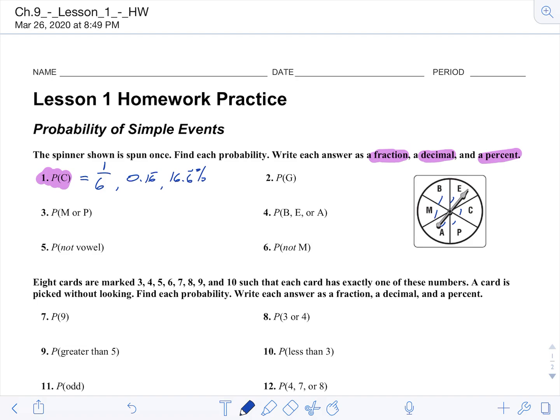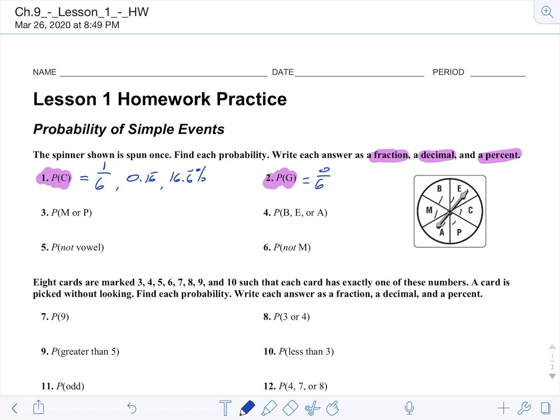Now let's say I go to number 2. Number 2 wants to know the probability of finding a G. Well, if I look at that spinner, my numerator is how many G's are on that spinner. I look and I see 0 G's. That's my numerator. My denominator, just like the previous one, would be 6. There are 6 letters on the spinner.